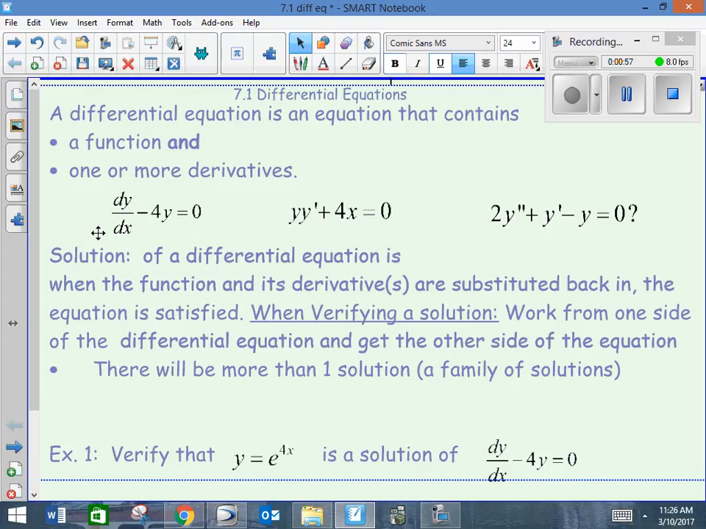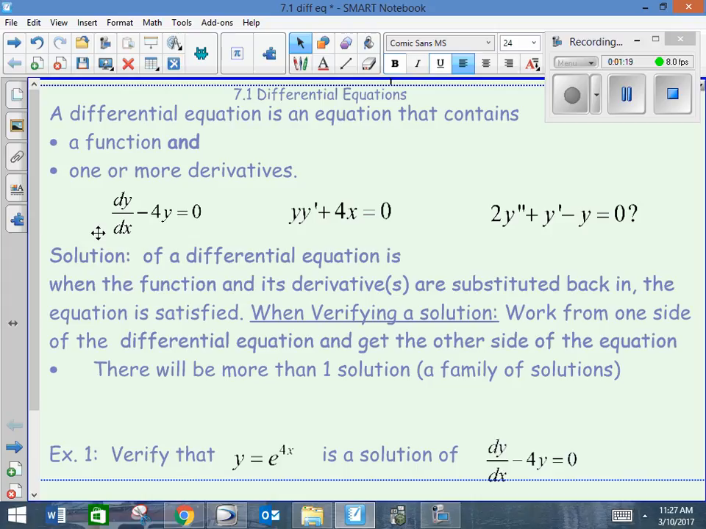One's a y prime. That's a differential equation. A differential equation is an equation that contains a function and one or more derivatives. So there you go. Y double prime is your second derivative, y prime, and your function.